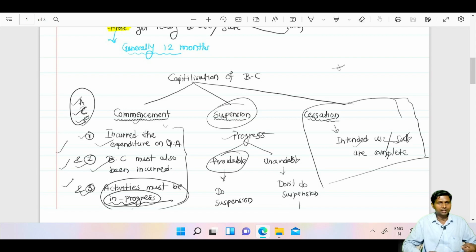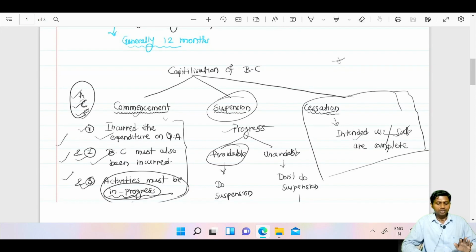The asset installation, formation, that activity must be in progress. And then suspension, that means what? In-between stoppage of capitalization. Now in that you will find avoidable reasons and unavoidable reasons. If an avoidable reason is there, you should stop the capitalization, but you are not stopping. Therefore, by force, Accounting Standard 14 is saying you do suspension.